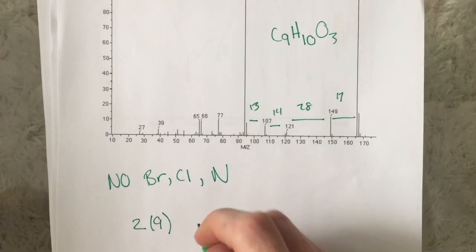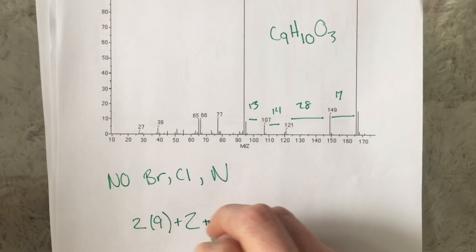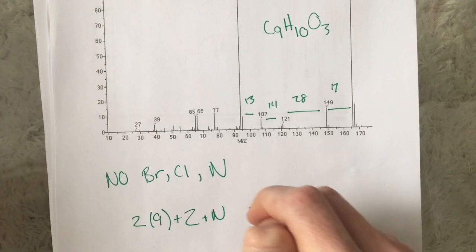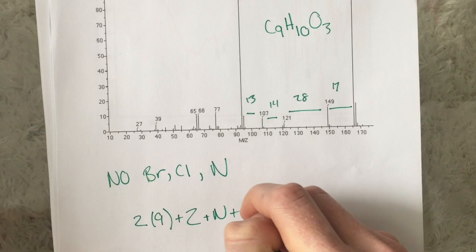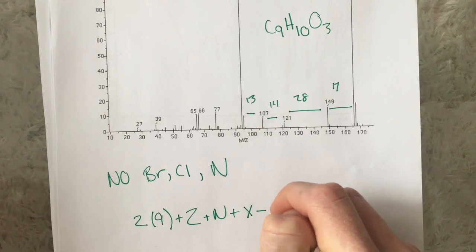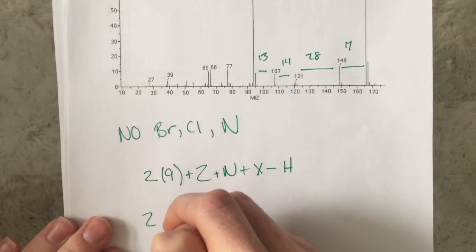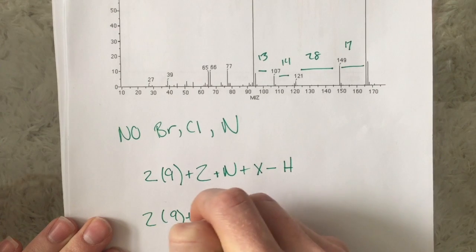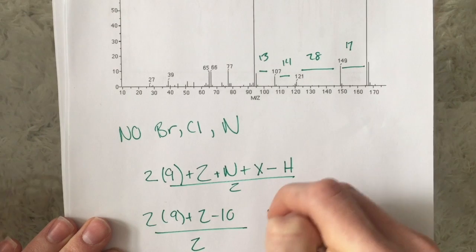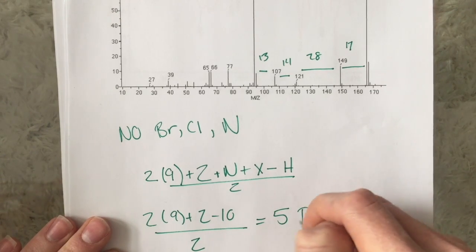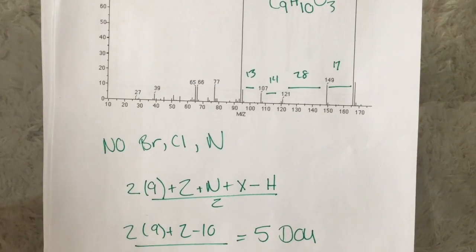With the DOU formula, it's 2 times carbon plus 2 plus nitrogens, which there are none, plus halogens, which there are also none, minus hydrogens. So that gives us 2 times 9 plus 2 minus 10, and this is all over 2. And then over 2 equals 5 DOU, which really comes in handy later on down the road.